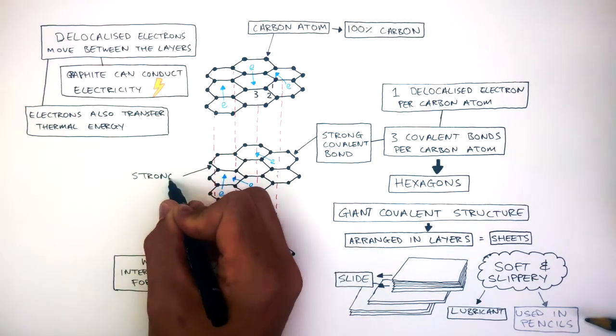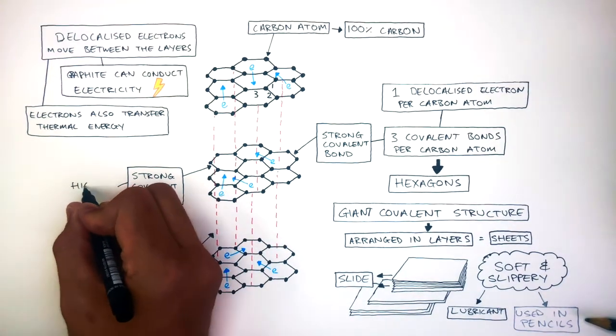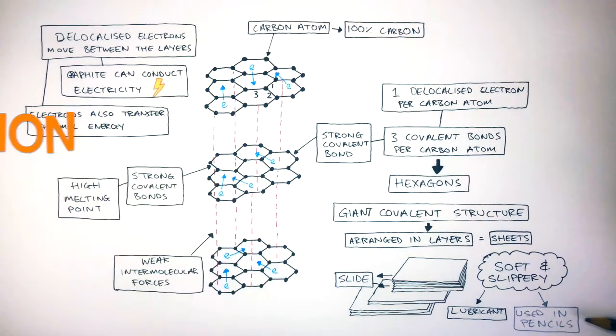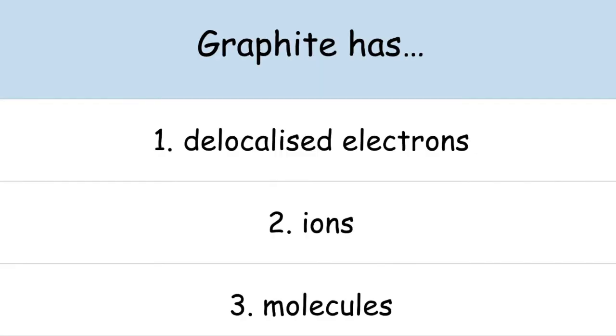Going back to these strong covalent bonds in between the carbon atoms, they require a lot of energy to break. Therefore, graphite has a high melting point. It's question time. Attempt these questions to check your understanding.